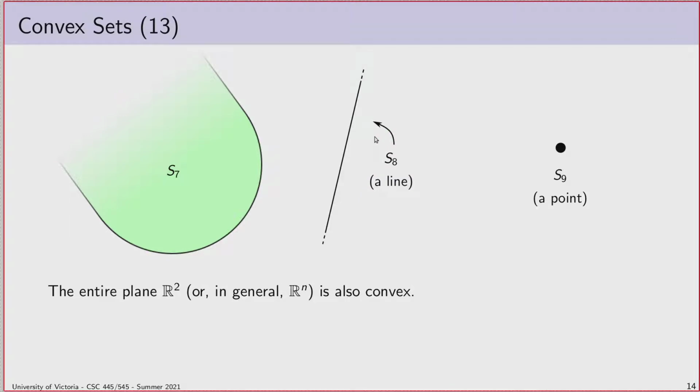Now, it's also worth noting that if I take the entire plane R2, so if I look at S equals every point in R2 or Rn, then S is a convex set. Because obviously if I choose 2 points in S, so two points in Rn, the line segment between them is also going to lie in Rn, because Rn is closed with respect to convex combinations.